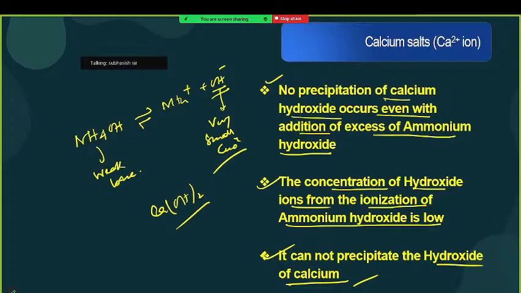So this is another important piece of information: calcium gives a white precipitate of calcium hydroxide when sodium hydroxide is added. But when you add ammonium hydroxide, you do not get any precipitate, because ammonium hydroxide is a very weak base and does not give a sufficient amount of OH minus to precipitate calcium hydroxide.